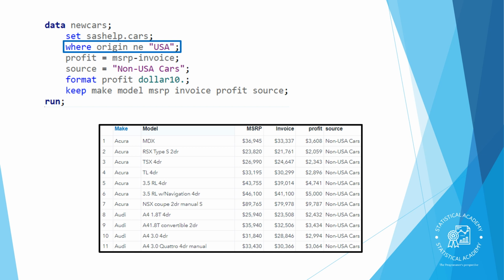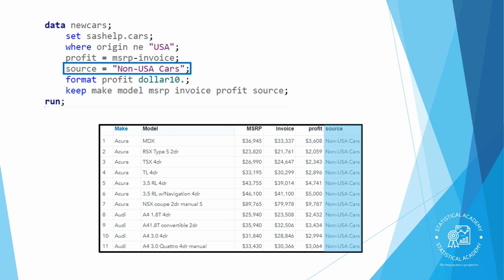Remember that SAS is reading the data from the cars dataset one observation at a time. The first assignment statement creates the numeric variable profit and generates a value for every observation in the output dataset by subtracting the value of invoice from the value of MSRP. The second assignment statement creates a variable named source and assigns the character string non-US cars.